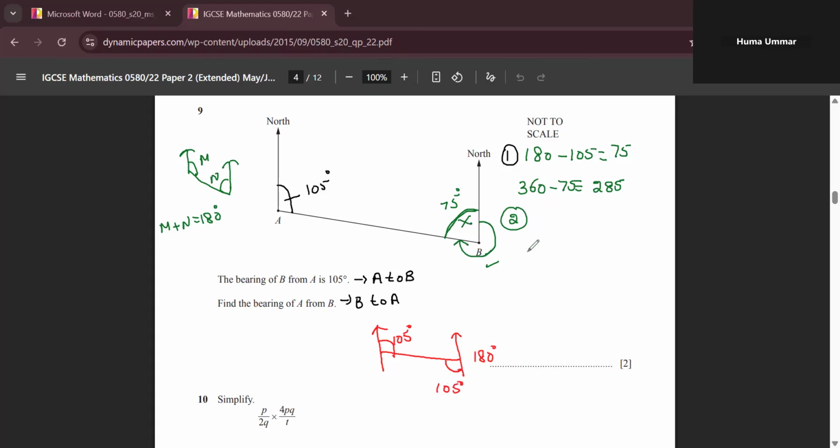So second method is very simple. 180 plus 105. What it will give you? It will give you 285. Look, same answer you'll get. Now it is up to you, whichever method you want to take, whichever method you think is easy for you.